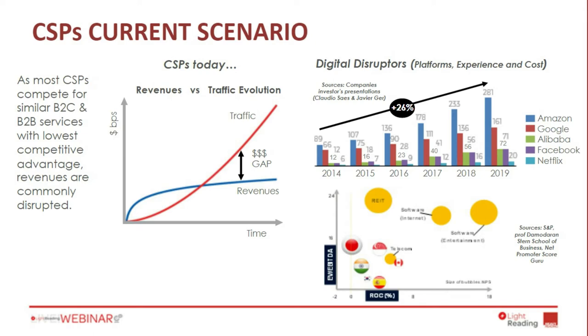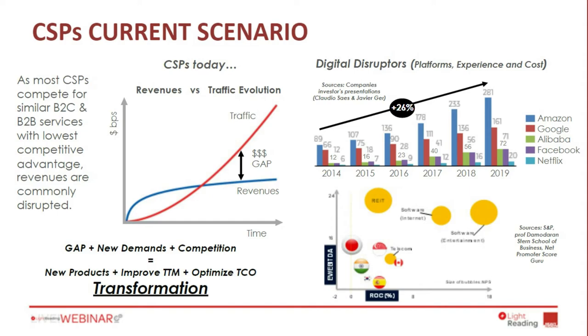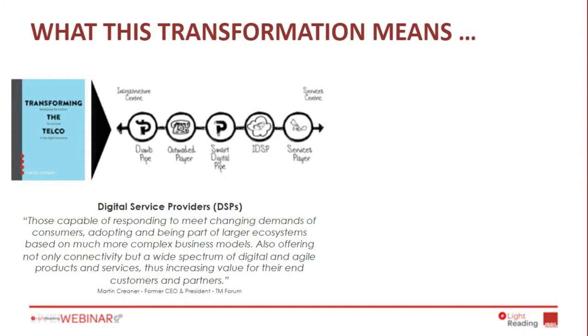If traditional operators don't try a different strategy, they will lose additional value in the market, and the consequences will be similar to many historical examples of disruptive companies. Based on that, CSPs need structural transformations to be able to compete in this new world. But what does this transformation mean? This transformation for CSPs means to become DSPs, digital service providers.